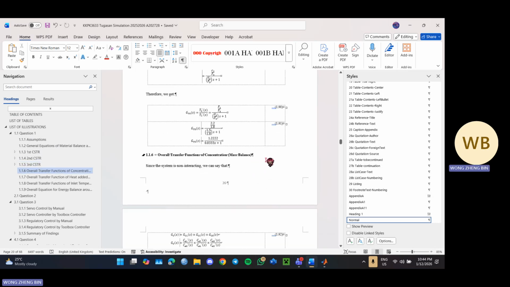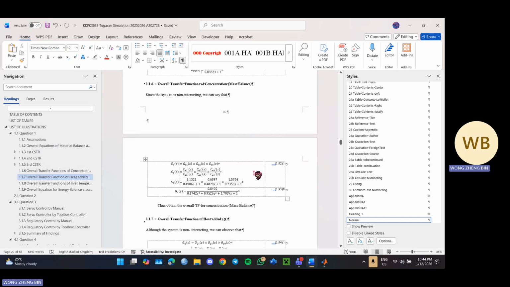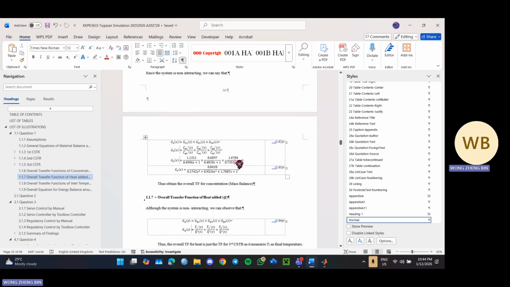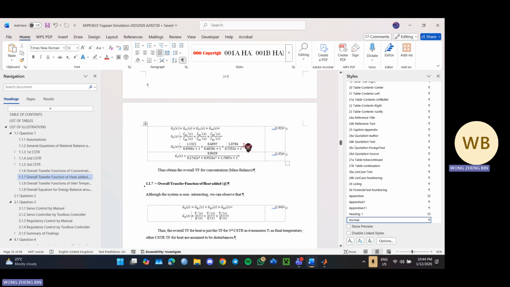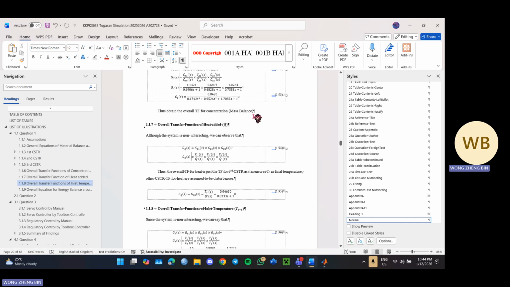So then we can find the overall transfer functions for concentration, which is the material balance. Since from the question given, we know that the three tanks are non-interacting, so we can say that the overall transfer function for concentration is just the multiplication of all the CSTRs, and then we found that the overall transfer function for the concentration is like this.